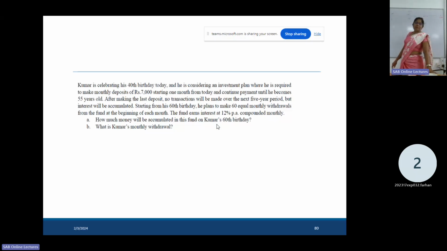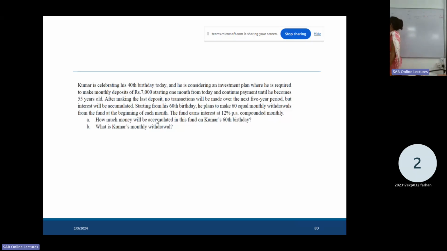What is Kumara's monthly withdrawal? Monthly withdrawal, the very important point: monthly withdrawals at the beginning of each month. Here monthly withdrawals are happening from the beginning of each month. Again, withdrawal 60th period, so beginning from each month. Is it a complicated one?